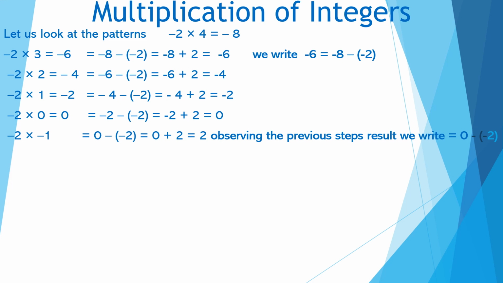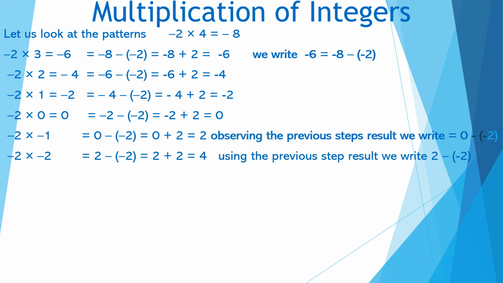In this step, we now have two negative integers, minus 2 multiplied by minus 1. So we look at the pattern above and write 0 minus minus 2. Now this comes out to be 0 plus 2 is equal to 2. Now minus 2 into minus 2, again we look at the pattern and we write 2 minus minus 2 is equal to 2 plus 2 is equal to 4.